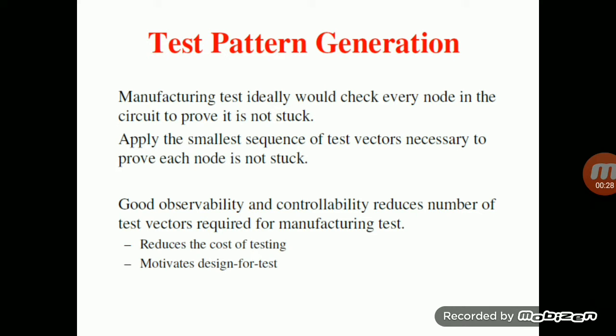These are either manual test pattern generation or automatic test pattern generation. In general, you can use automatic test pattern generation in advance. So good observability and controllability reduces the number of test vectors required for manufacturing tests. So this leads to reduced cost of testing and motivates design for testability.